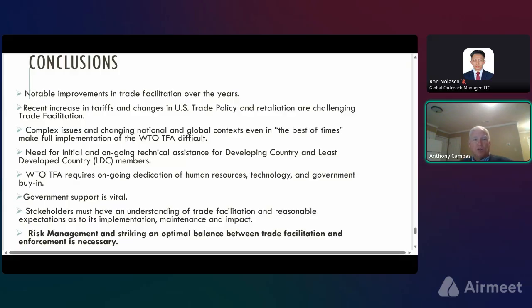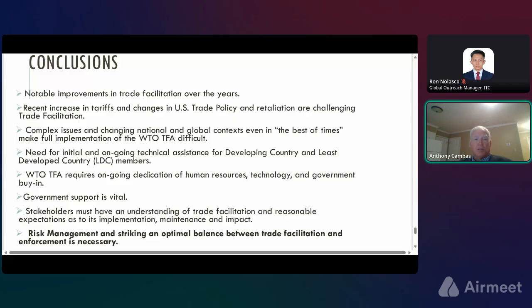So, recent increases in tariffs and changes in US trade policy. Obviously, the United States is one of the key players globally in international trade. So there have been a lot of changes since January, and there's also the response of other countries. And that's not only in tariffs, that's in measures and enforcement and a lot of other areas. So it's a moving target these days.